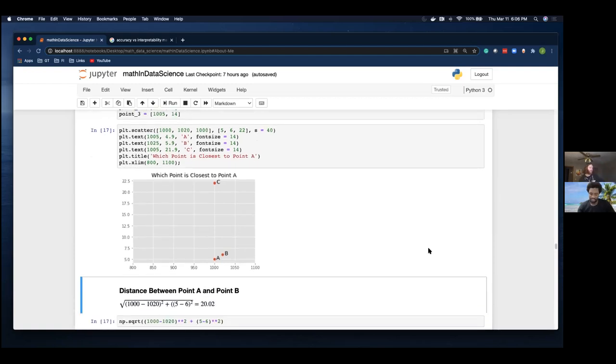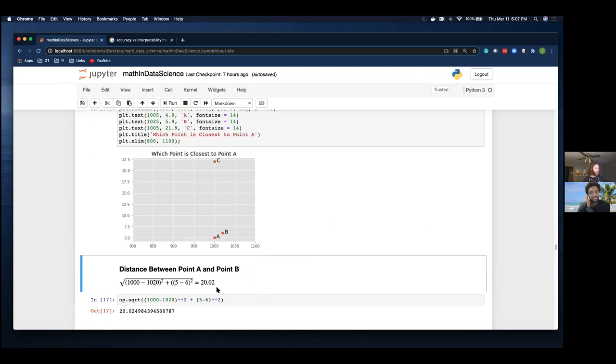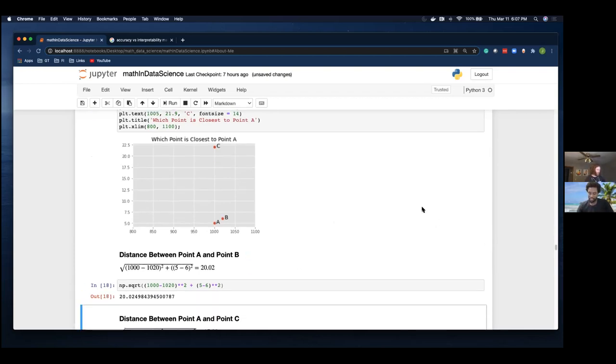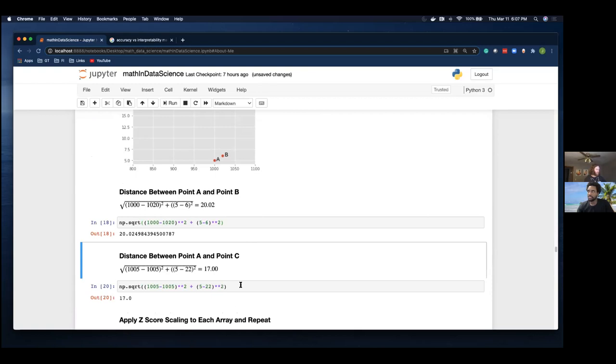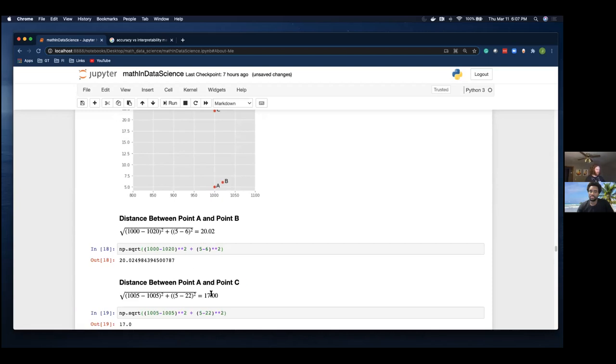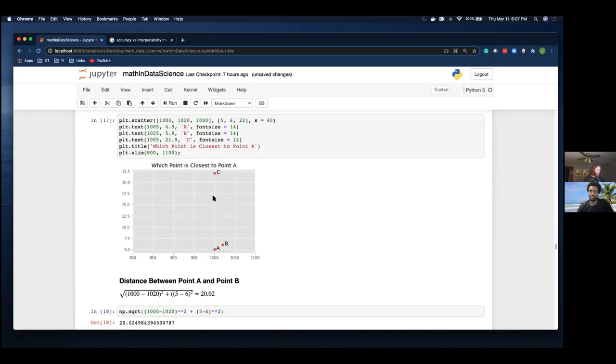So let's talk about it. If I was gonna calculate the distance between A and B, I'm gonna use Pythagorean theorem, which is just A squared plus B squared equals C squared. So if you went a straight line up, straight line over, it'd be this hypotenuse, this diagonal distance would be this. The distance between A and B, just to verify, is 20.02. The distance between A and C is 17. So this distance is actually shorter than this distance right here.